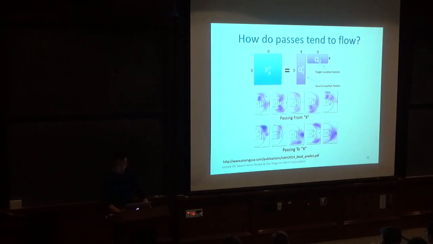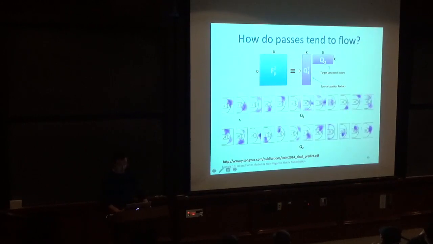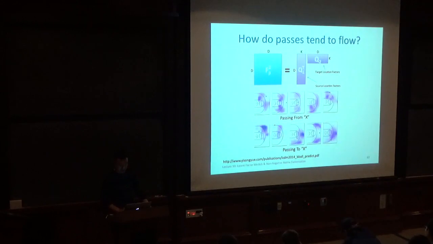Right, so here I'm visualizing these latent factors, and any individual location activates these latent factors at two differing amounts. And so for this particular location, this is where this specific location tends to pass to. This is where this specific location tends to pass to, and this is where this specific location tends to receive passes from.